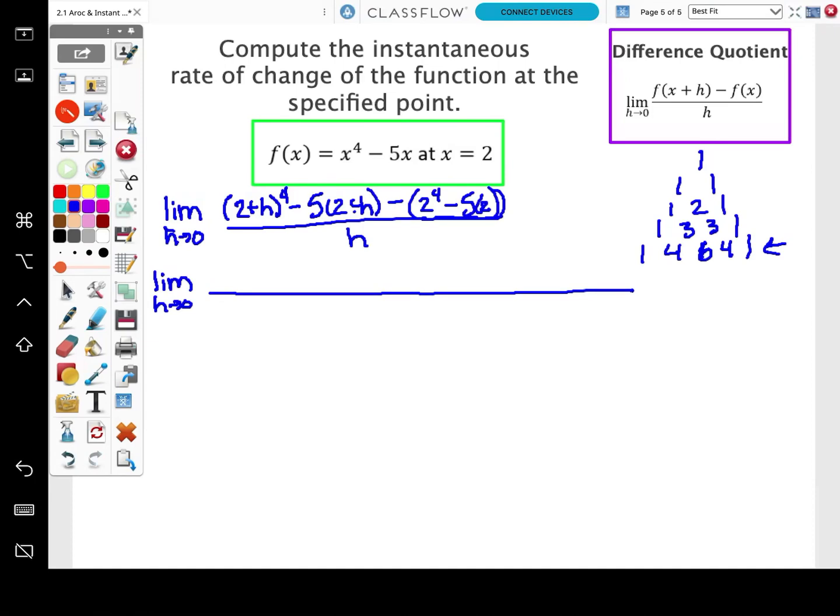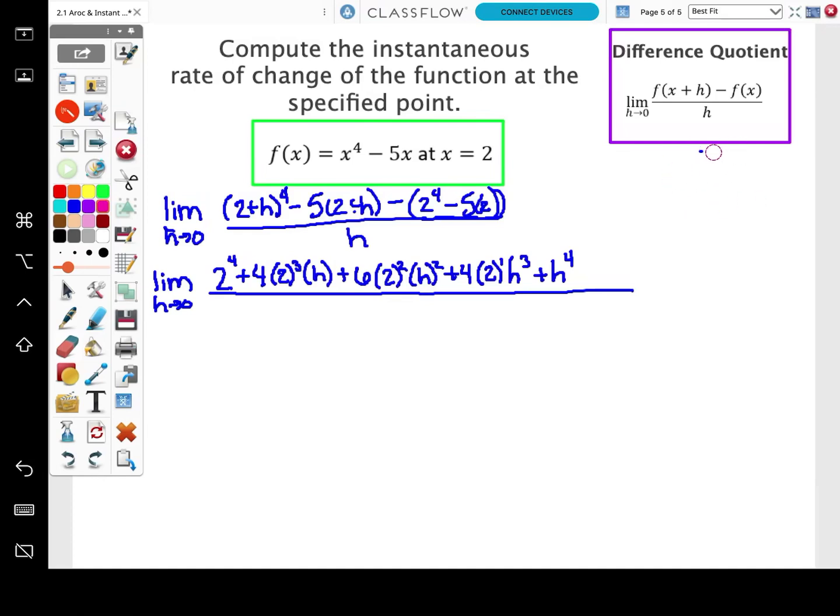So the first thing is the first 2 gets raised to the 4th power. Then we would have our next coefficient of 4 times 2 to the 3rd times h. Then we would have a coefficient of 6 times 2 squared times h squared. So this is just expanding that first binomial. Then we have the coefficient of 4 times 2 to the 1st, h cubed, and our last one, h to the 4th. All right, that's going to be in my way, so I'm going to get rid of it.